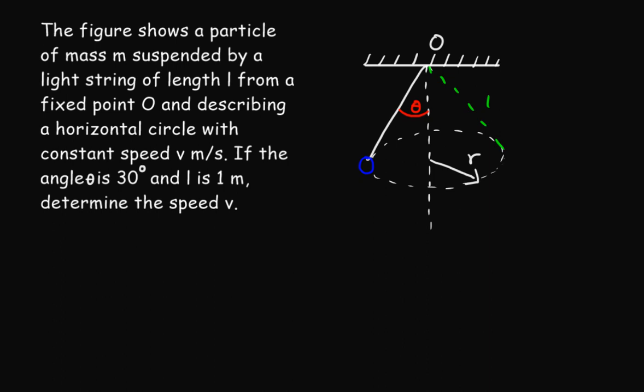So that's the question. You have to determine the speed of the particle as it is being caused to move in a circular path. So let's look at how you are going to do this. Before we solve this question, I'm going to take you through some analysis so that you will understand the concept of this question.